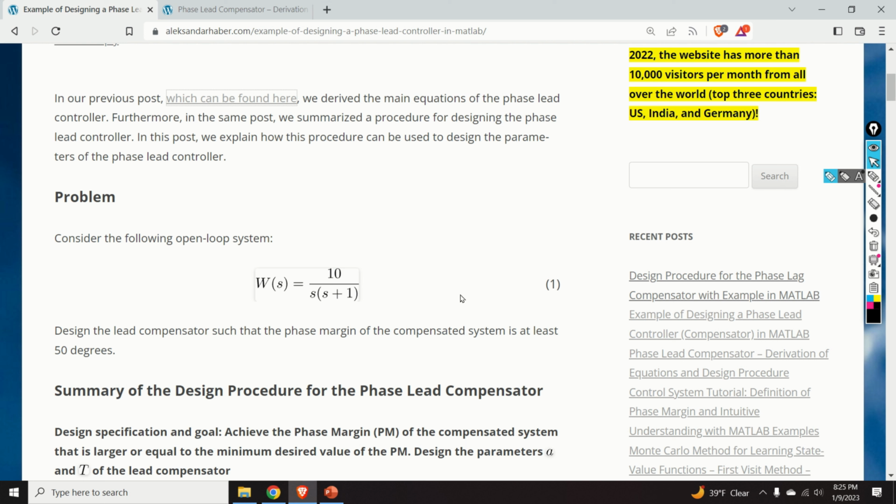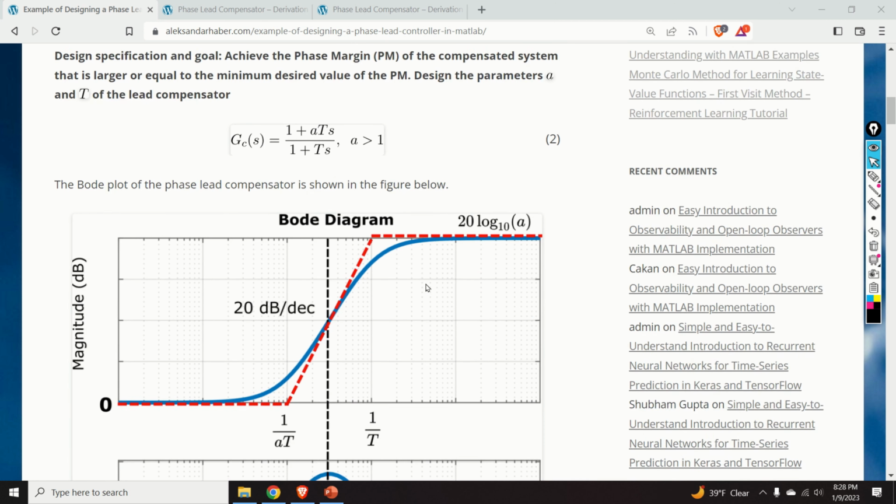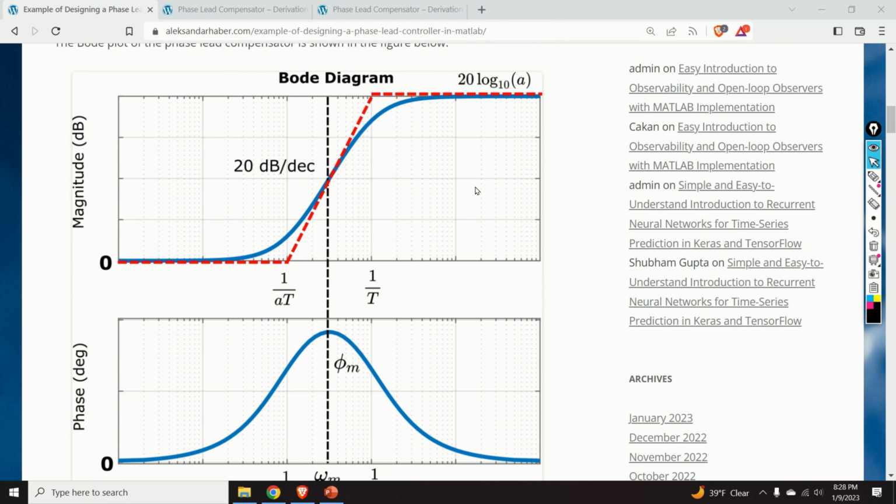This transfer function over here, represented by equation number 2, represents our phase lead compensator. There are two parameters that need to be designed. The first parameter is the parameter a, and the second parameter is the parameter capital T. Let us see the Bode plot of the phase lead compensator. The Bode plot is given over here.